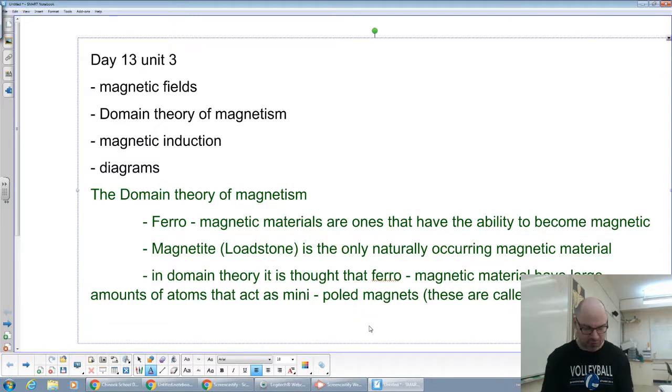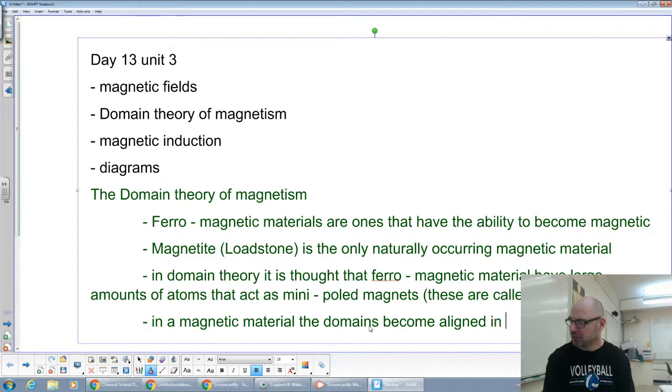Okay, so what they say is that in a magnetic material, domains become aligned in the same direction, giving the material its magnetic property.